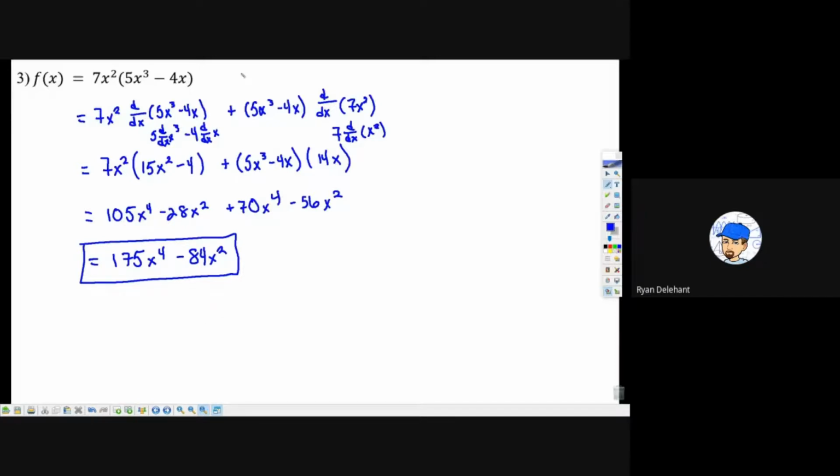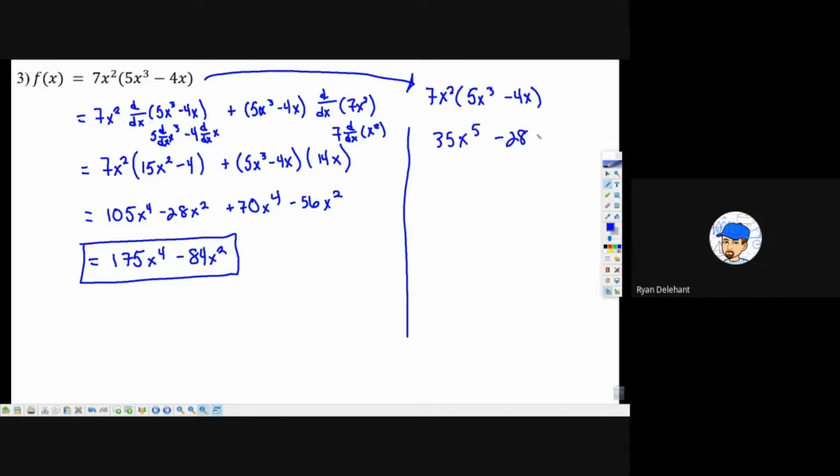Now we could have, at this point, because this one's easy, we could have distributed up here for this problem. And we would have ended up with what we would need to find this. 7 times 5 would have given us 35, and we'd have x to the 5th. 7 times 4 is 28, and we would have had x to the 3rd. If we found the derivative of that, we would end up with the same thing right here, okay?